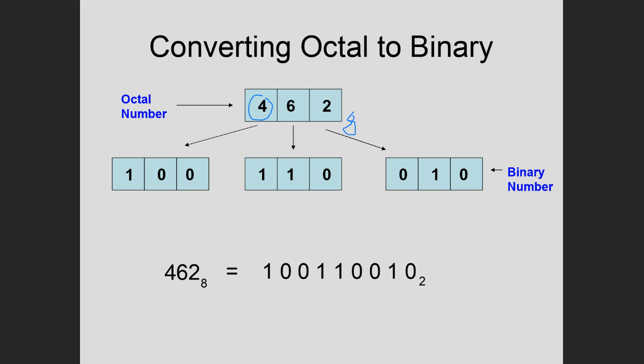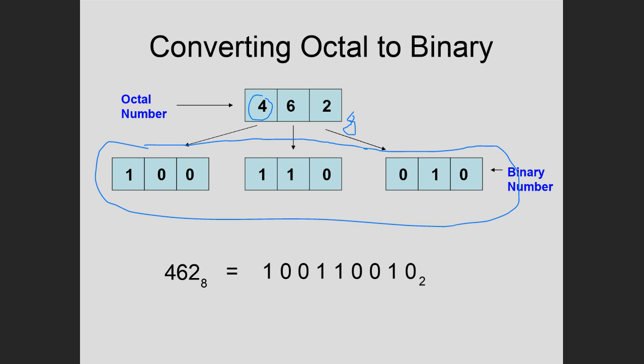I just push the numbers together and I got a long binary string, but I've converted this base 8 number to base 2. So a 4 in binary is a 1, 0, 0. A 6 in binary is a 1, 1, 0. And the 2 in binary is a 0, 1, 0. So I put all these bits together, and that long string of bits represents this number right here in binary.